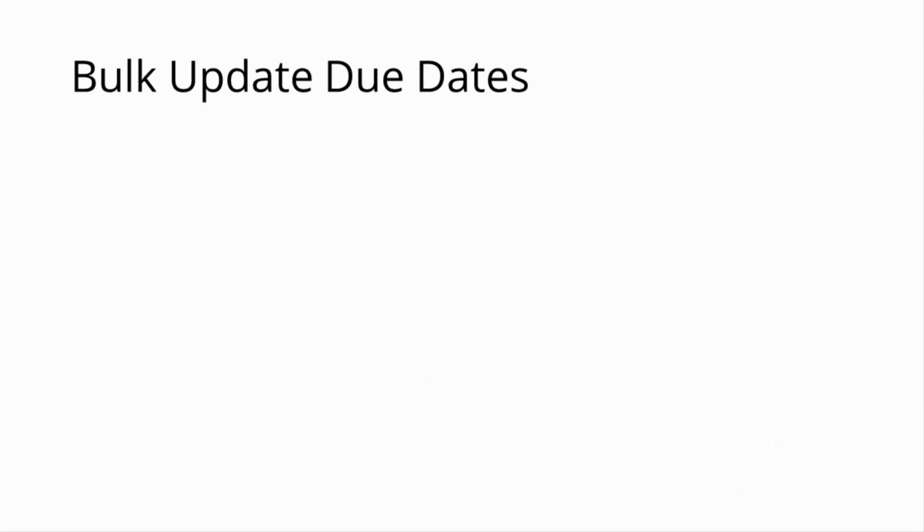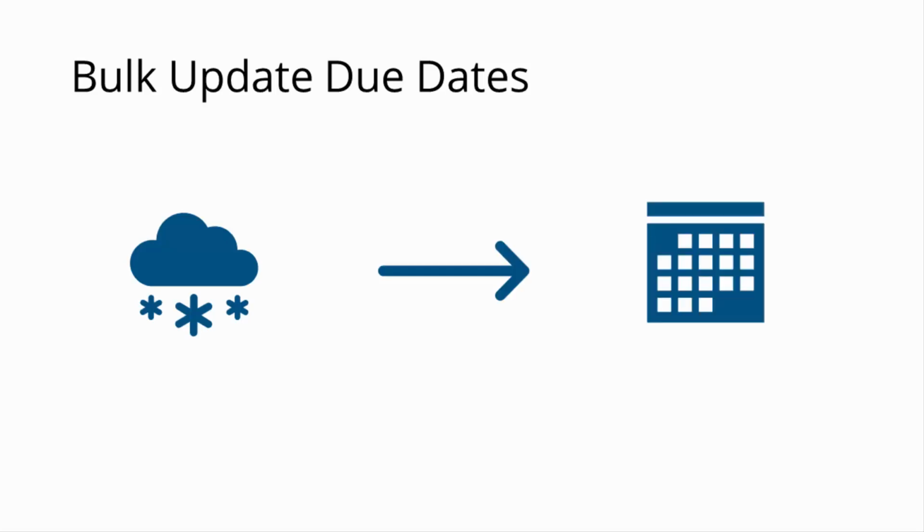You may find you need to use this feature in the event of an unexpected closure. For example, if the library is unable to open due to severe weather, staff can adjust the due dates of items due back on that day to a date in the future.